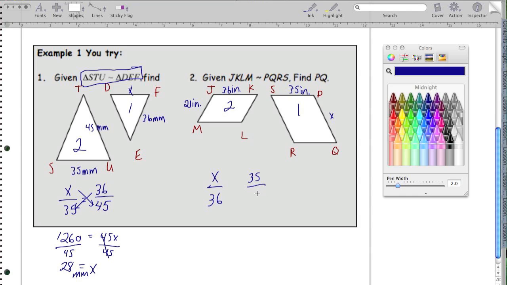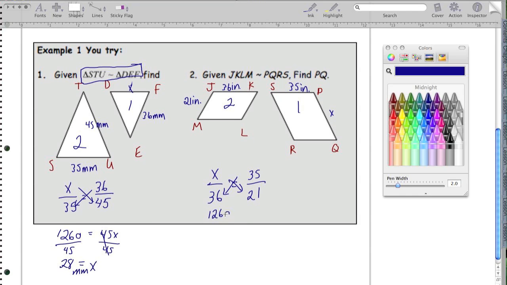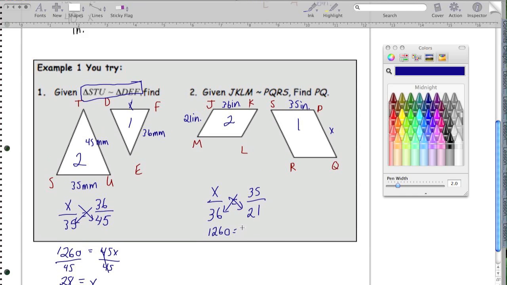So the side corresponding to SP is MJ, and MJ is 21. So now I have that ratio. Because they're both corresponding parts, I set them equal and solve the proportion. I'm going to get 36 times 35, again, is 1,260. And on this one, 21 times x is 21x.